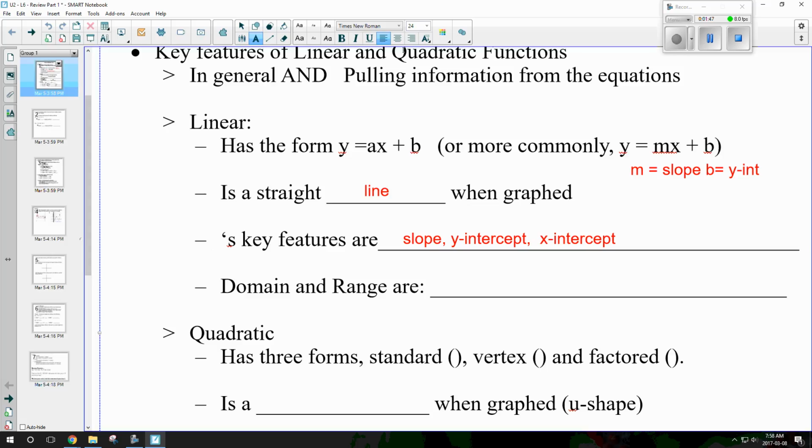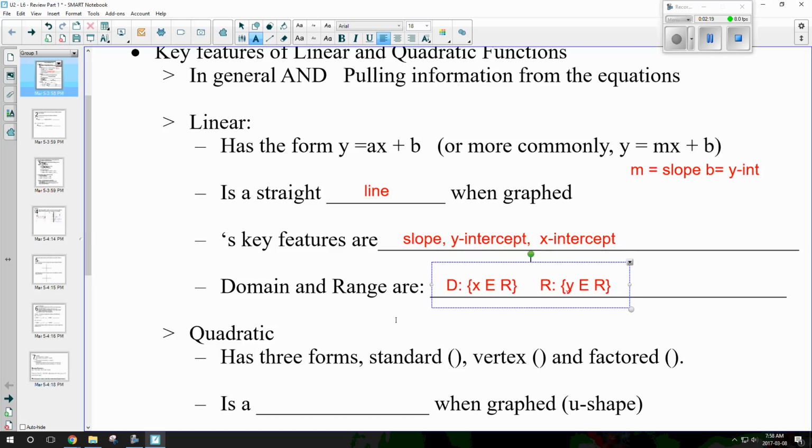Remember, because it's a straight line, it just continues on in both directions. So there are no restrictions on x or y. So we can just say that our domain is that x is in the reals. And same for the range, because again, there's no restriction on y since it continues in both directions, up and down. So our range is also that y is in the reals. And that's true for any linear equation. It's always that domain and range are in the reals for linear equations.